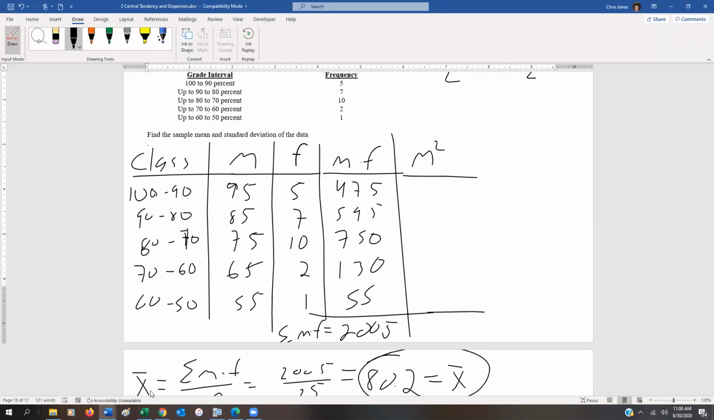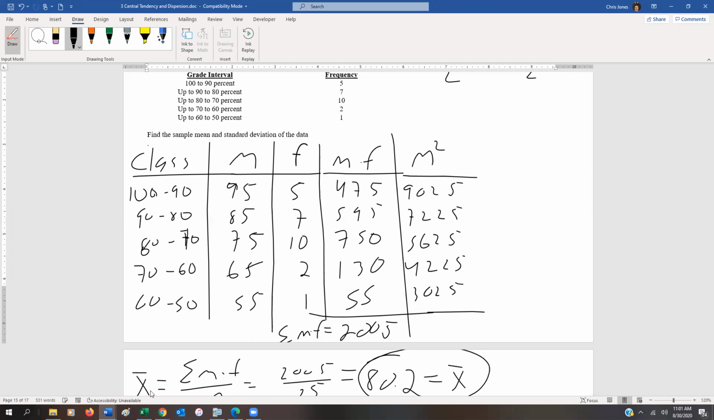So we end up with 9025, and then 7225, 5625, 4225, and then finally we have our 3025.